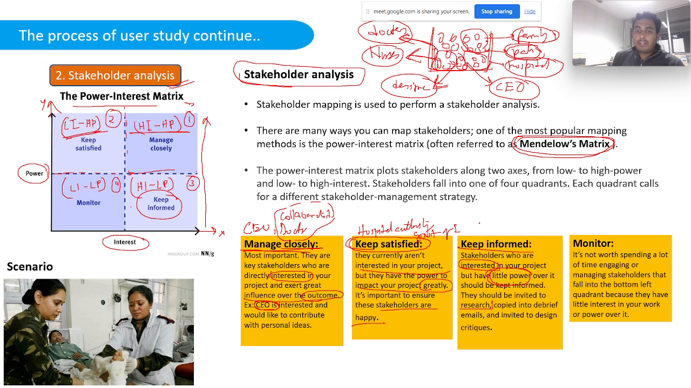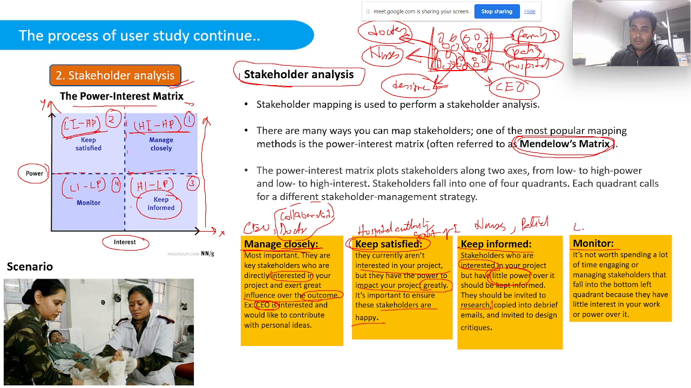An example can be nurses. They are very much interested in your project because that will help them, but they have low power. Similarly, those can be also patients. Okay, so a patient can be someone who is also interested in your solution, but they have little power to influence the outcome.